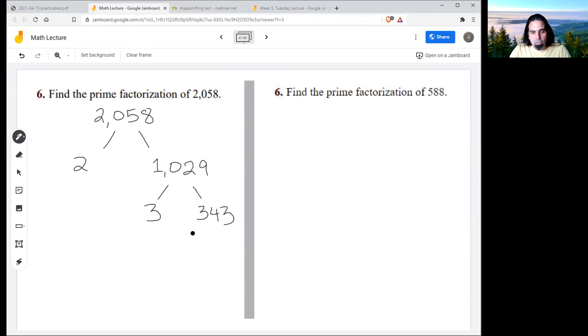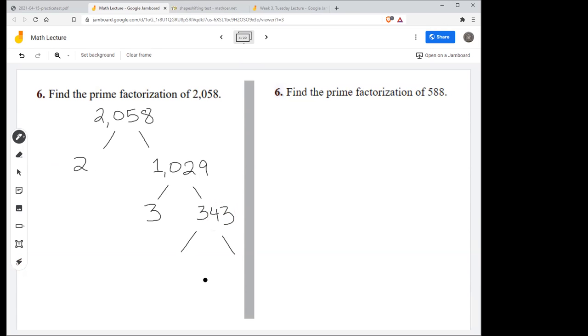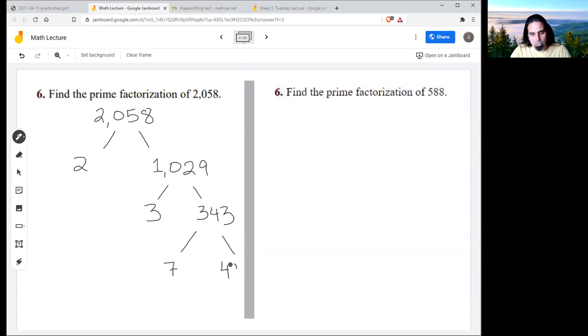Now I take this number and think about it the same as before. Does 2 go into it? No, it's not even, it's odd. Does 3 go into it? I will add up the digits. 3 plus 4 plus 3 is 10. Does 3 go into 10? No. Does 4 go into it? I look at the last 2 digits. 4 does not go into 43, so 4 doesn't go into this either. 5? No. 6? Nope, because 2 and 3 didn't work. 7, I'm going to check on the calculator, and it does work. 7 times 49. And then if we know our times tables, 49 is another 7 times 7.